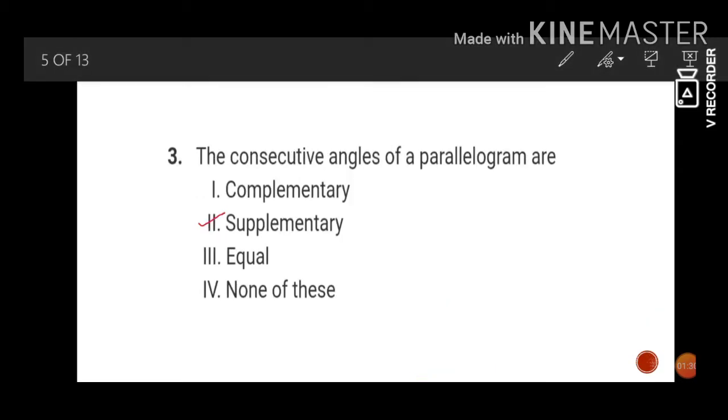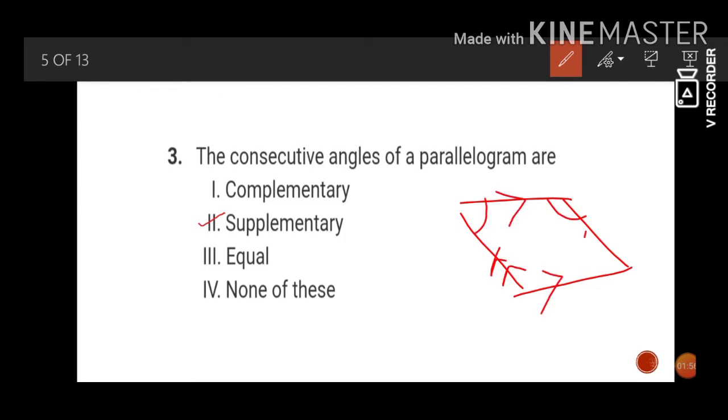Question number 3. In question number 3, it is asked: the consecutive angles of a parallelogram are what? Complementary, supplementary, equal, or none of these. So here we need to draw a parallelogram, and we know the co-interior angles of a parallelogram always sum to 180 degrees. 180 degrees means supplementary. So our correct option is supplementary.